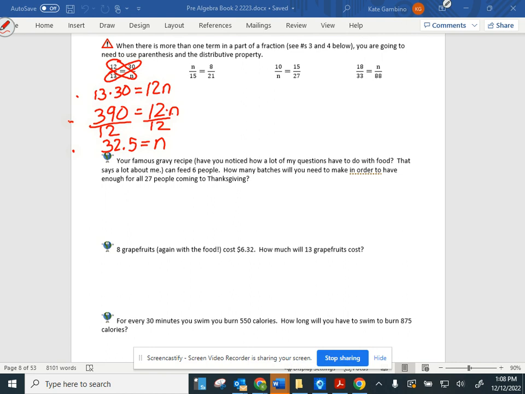How am I going to write out my next one? What do you think, Audrey? 15 times 8 equals 21n. So my next step is to do the 15 times 8. What is 15 times 8, Evelyn? 120. How do I get my n by itself, Emmeline?